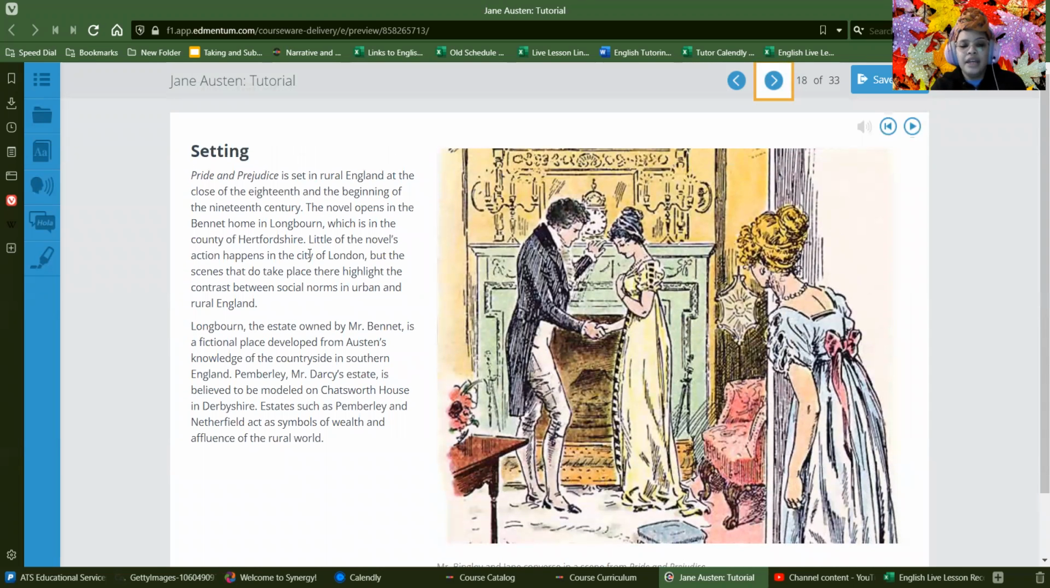Okay, now slide 18 goes into the setting. So remember, setting is time and place. Pride and Prejudice is set in rural England at the close of the 18th century and the beginning of the 19th century. So the trick for centuries is, whenever they give you a number, the blank century, you want to subtract 1 and then add 2 zeros to the end. That's how you know what year time period they're talking about.